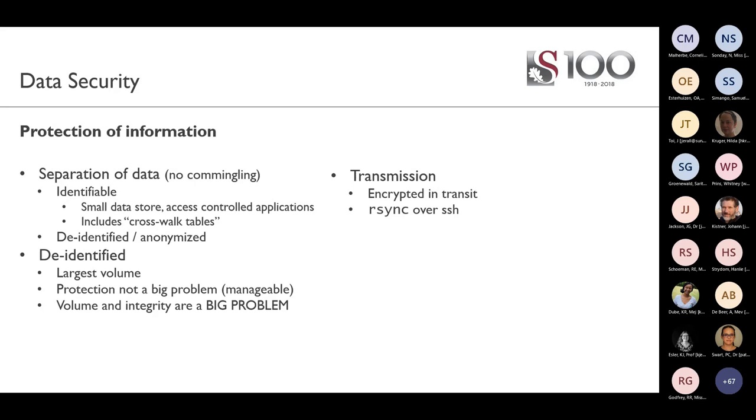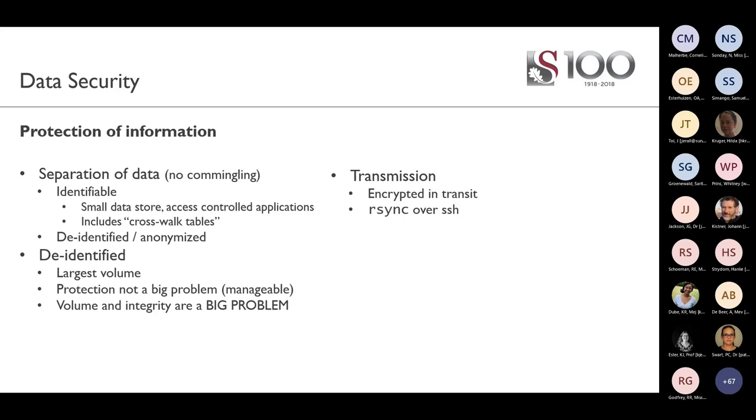Further protection of information is separation of data, no commingling of data. Identifiable data should be on a small data source, access controlled, encrypted. And this includes what we call the crosswalk tables, the link between privacy containing information and the de-identified data set. And the remainder of the data is de-identified, should be de-identified, and within that identification string, that string should be completely unrelated to anything with the person. So obviously one needs something to identify the specimen, but that identifier should be completely unrelated to any privacy data.